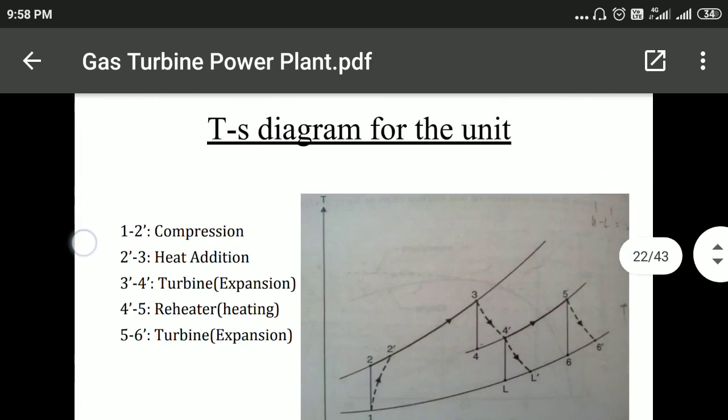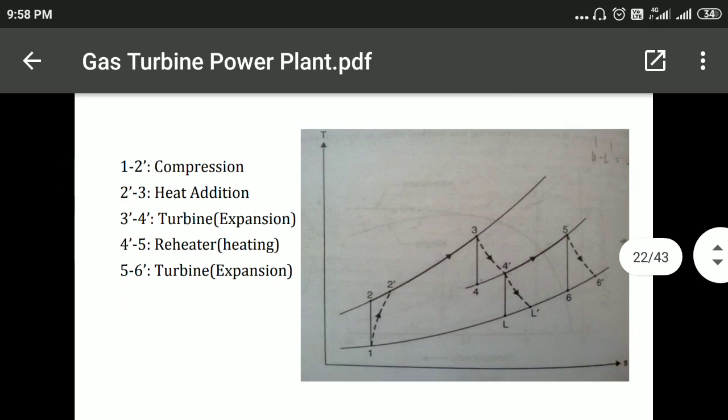The TS diagram is given here for the reheating unit. For process 1 to 2, dotted lines imply the actual processes, and vertical lines are for the isentropic processes.